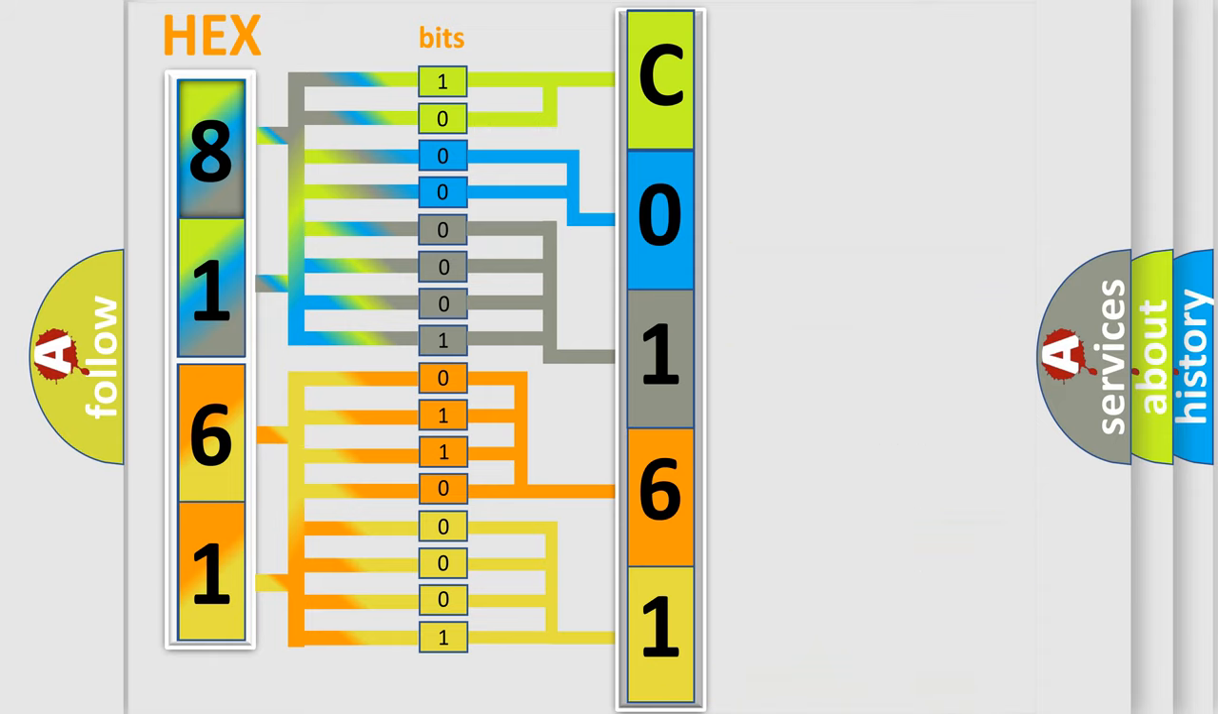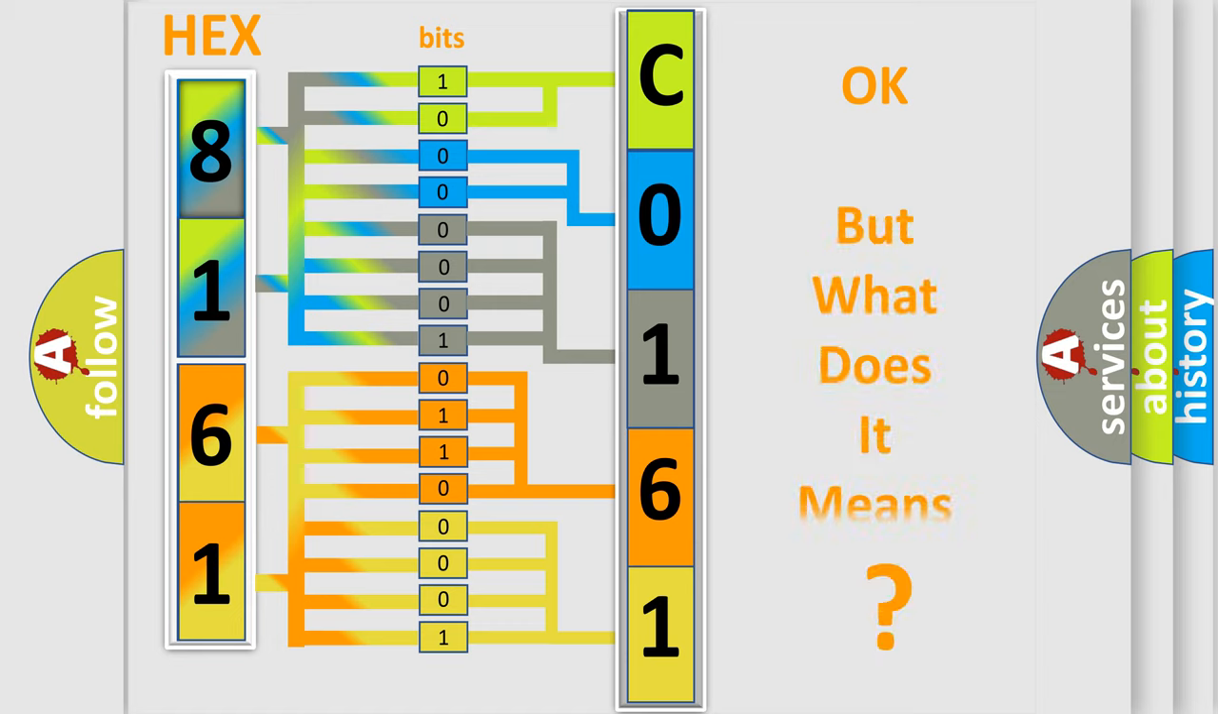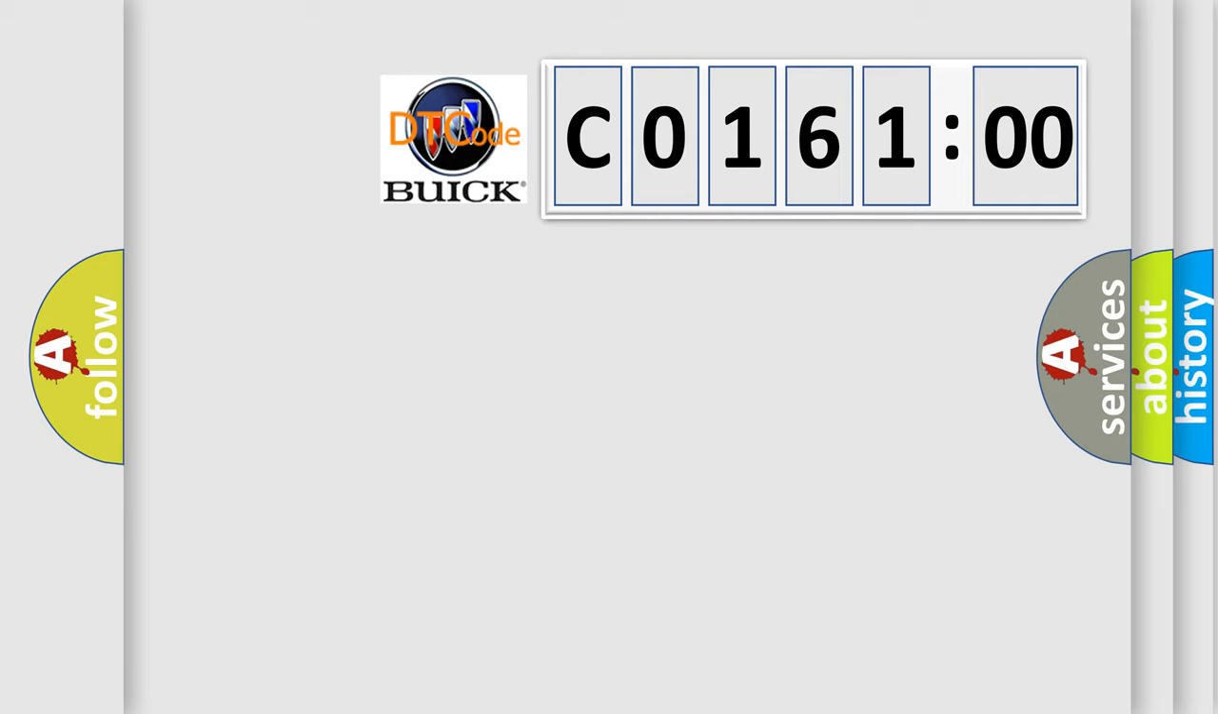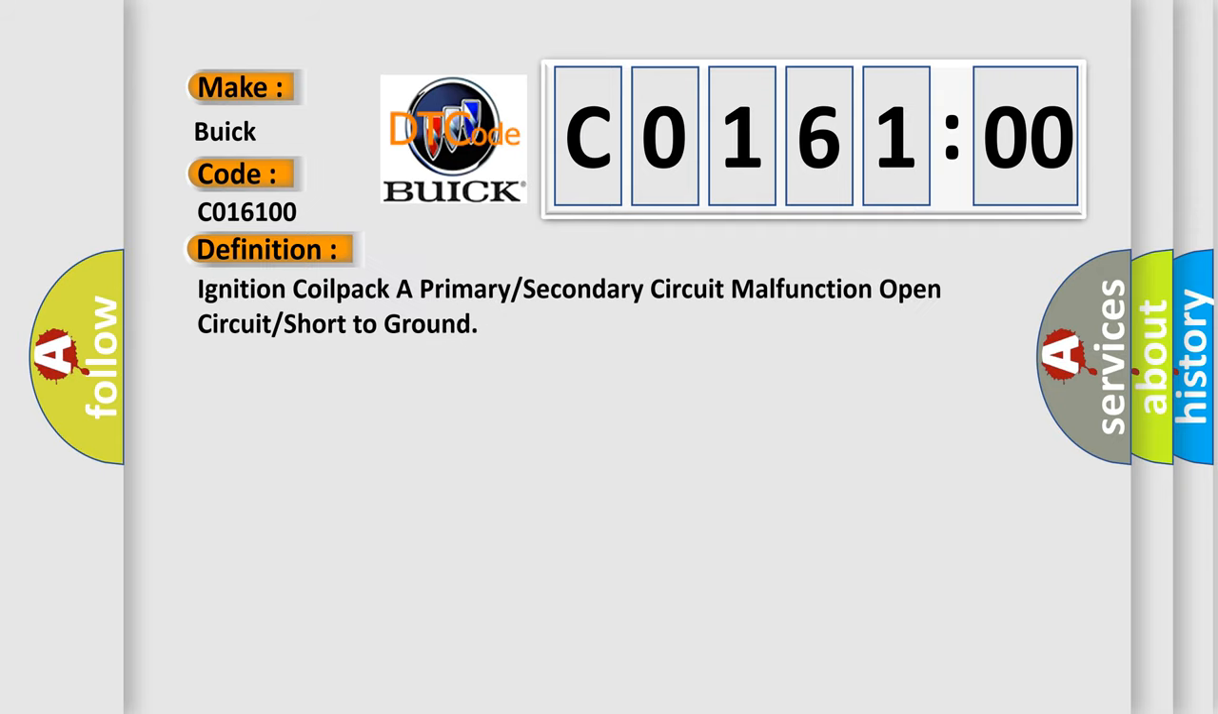We now know in what way the diagnostic tool translates the received information into a more comprehensible format. The number itself does not make sense to us if we cannot assign information to what it actually expresses. So, what does the Diagnostic Trouble Code C0161-00 specifically mean for Buick? The basic definition is ignition coil pack primary or secondary circuit malfunction, open circuit or short to ground.